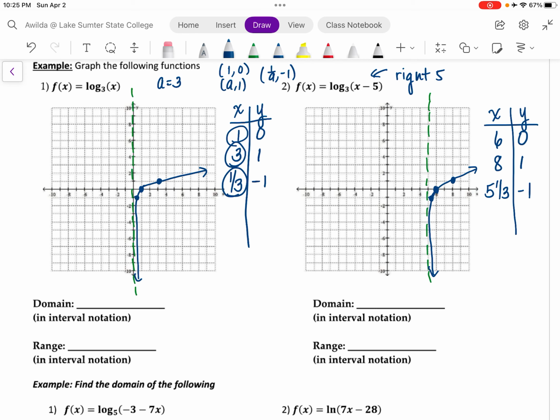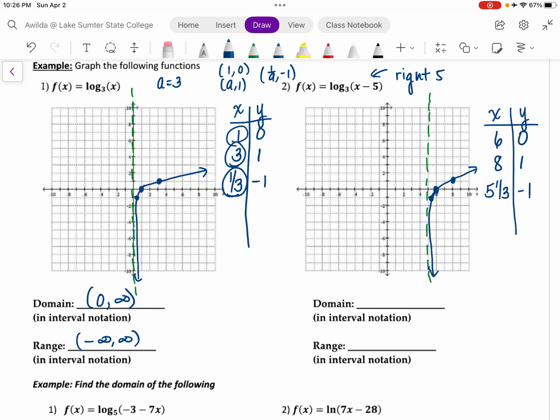Now let's go ahead and find the domain and the range for these two functions. Notice that in example 1 here, our domain is restricted. We have a vertical asymptote at x equals 0, and the graph will continue traveling to the right without bound. The range, however, is unrestricted, so the range will cover all real numbers.